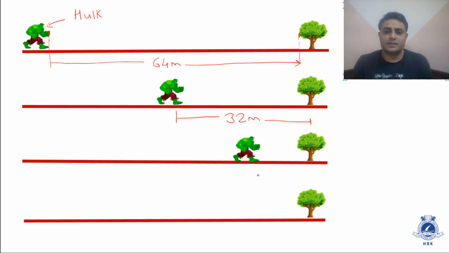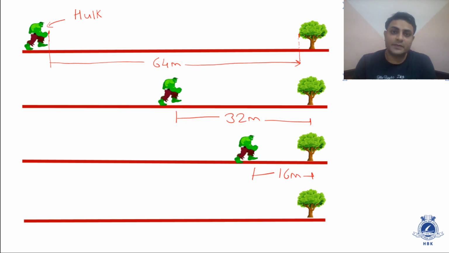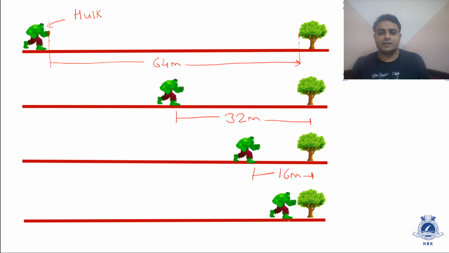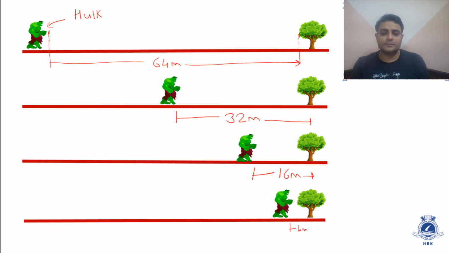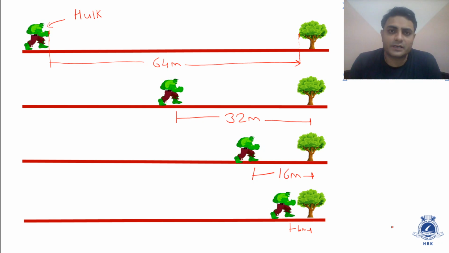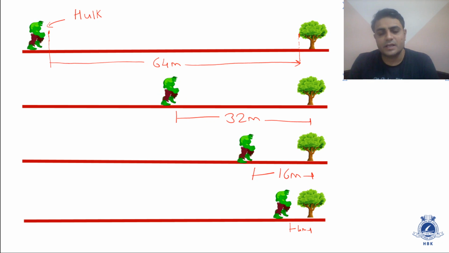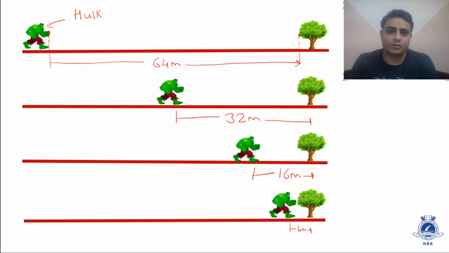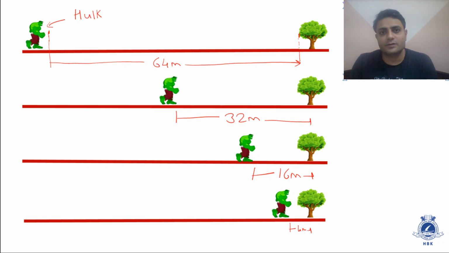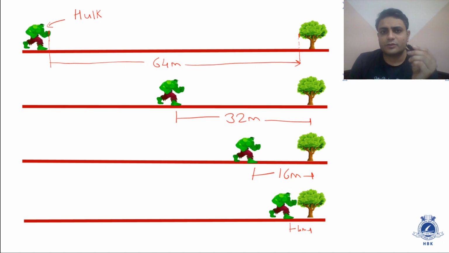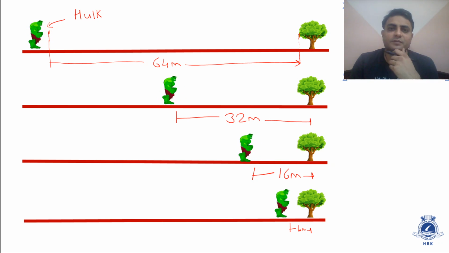In another such phase, if he covers half of the distance which is remaining, the distance will be 16 meter, and in further such phases the distance between these two will be 4 meter. If you take a calculator and just divide the given values by 2, for example 64 by 2, then again by 2, again by 2, and go on dividing, you will not get exactly 0. Yes, there are limitations of the calculator. The calculator might show you 0, but you very well know that the answer will not be 0. The answer will be very near to 0, but not exactly equal to 0. So the smallest value you get will be a very small distance between the Hulk and the tree.